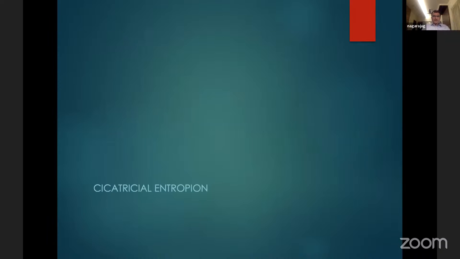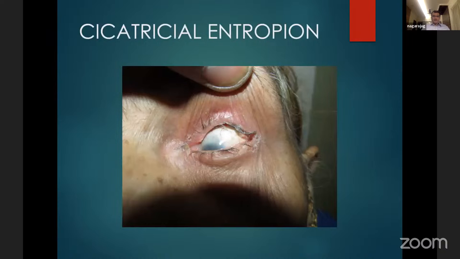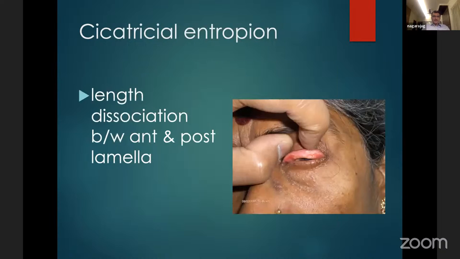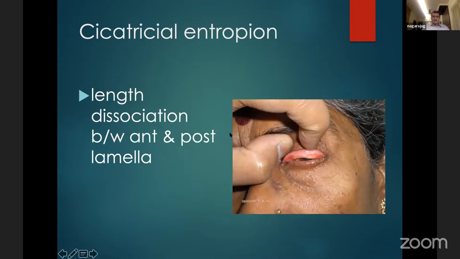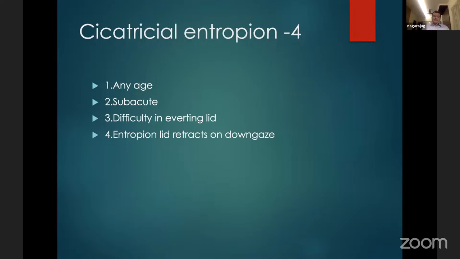Next, I would like to briefly touch upon cicatricial entropion. Cicatricial changes, as I told you, there is an anterior lamella and a posterior lamella. For an entropion to occur because of cicatricial reasons, the changes have to be in the posterior part of the lid, that is your posterior lamella. More so, it has to be diseases of the conjunctiva. Because of these diseases of the conjunctiva, there will be contracture and scarring of the conjunctiva, and basically there will be shortening of the conjunctiva. Because of this, there is a disparity of the length in the anterior lamella and the posterior lamella. As a result of this, you get inturning of the lower lid.